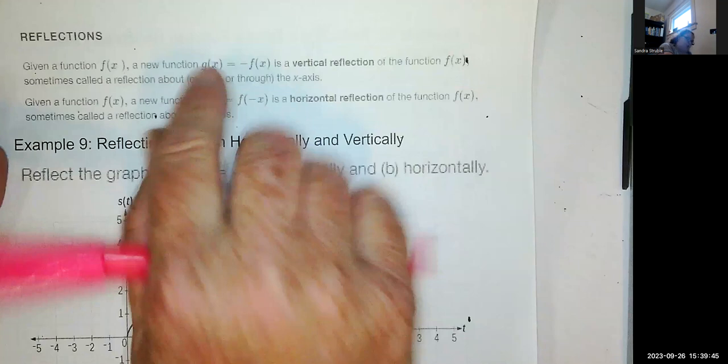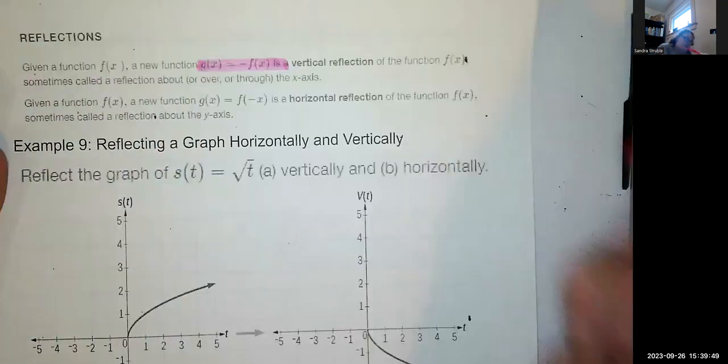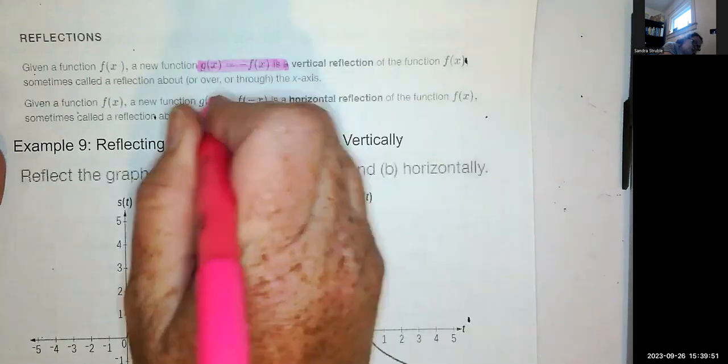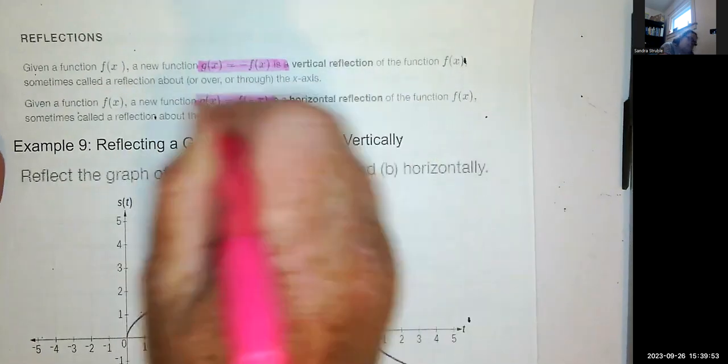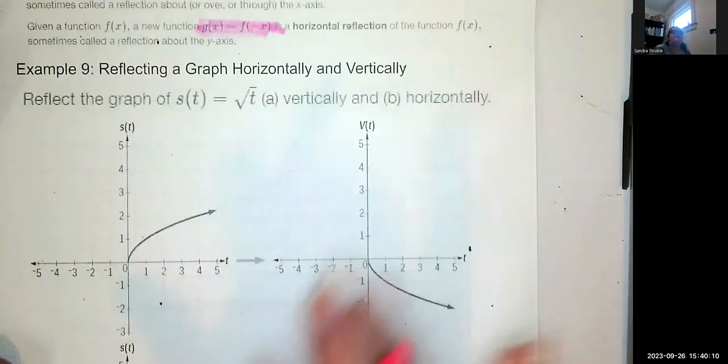So that one's going to be g of x is equal to negative f of x. That's the vertical one. The horizontal one, given the same function f, there's a function g that equals f of negative x. Now, that means it has to happen inside the function. The x's themselves have to be the negatives of what the original x's were. But they're going to have the same y's. So let's look at this.